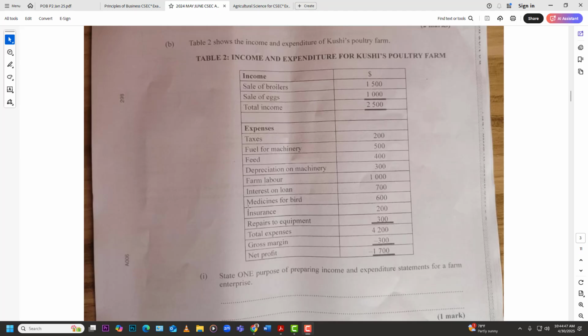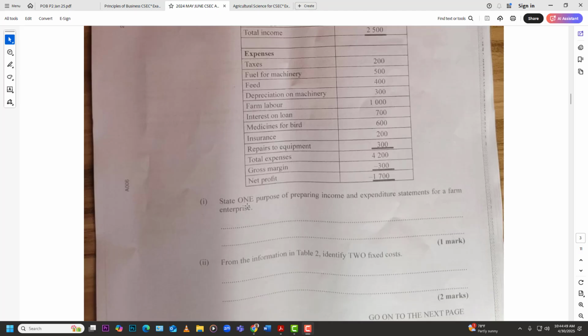How many did they ask for? They only asked for 2, and so I gave you quite a few. So taxes, depreciation, interest, insurance. Those are most of the fixed costs on that sheet. Okay, moving right along.